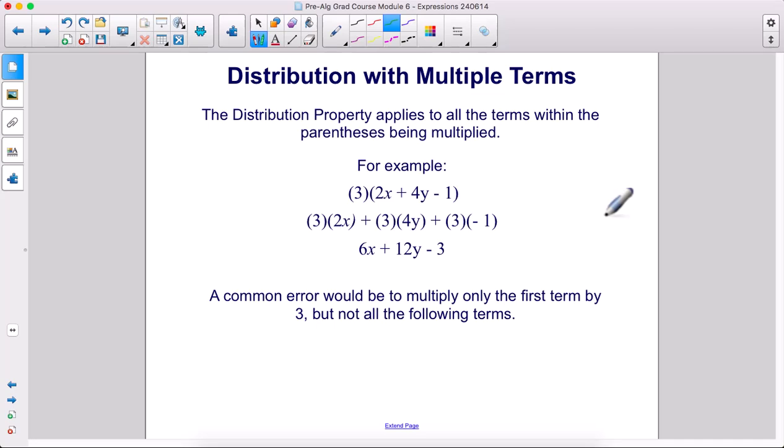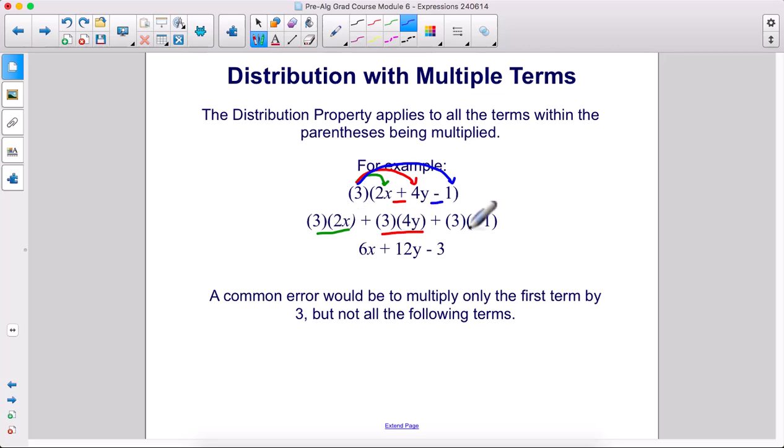The distributive property applies to all the terms within the parentheses being multiplied. For example, 3 times 2x plus 4y minus 1 would be 3 times 2x plus 3 times 4y minus 3 times 1. Or you could just say plus 3 times negative 1. As long as that negative sign makes it in here somewhere, it's fine.